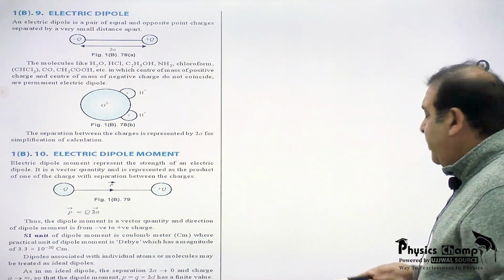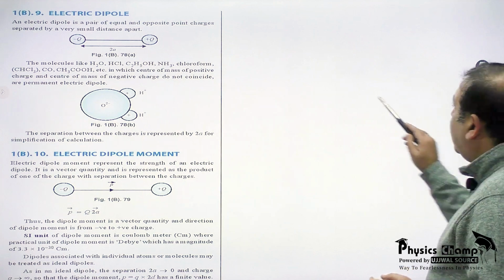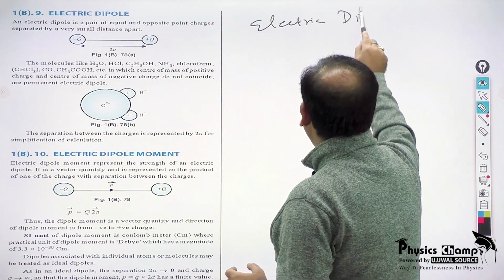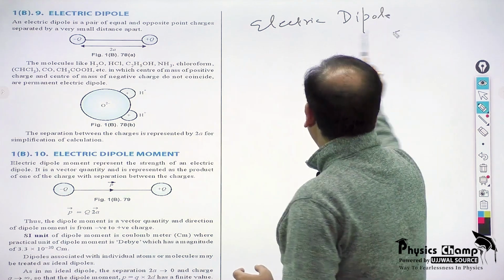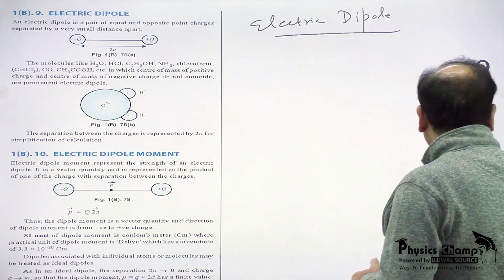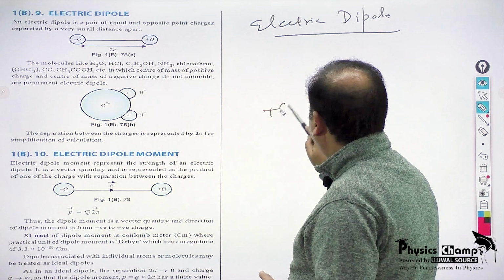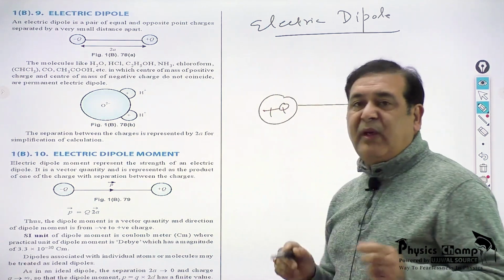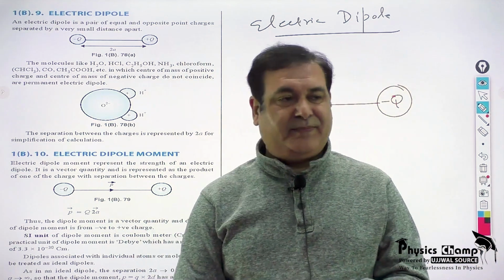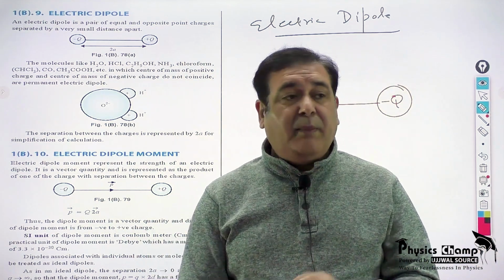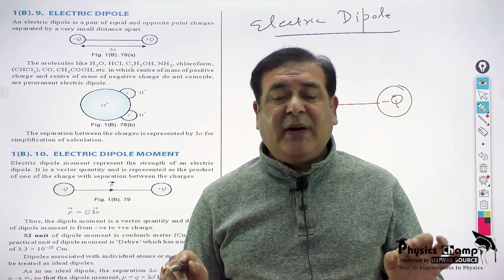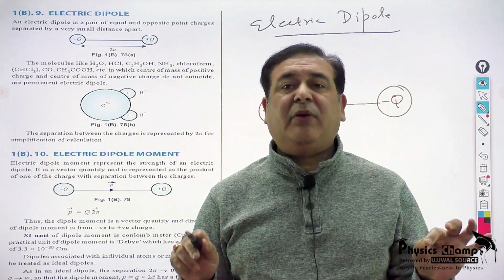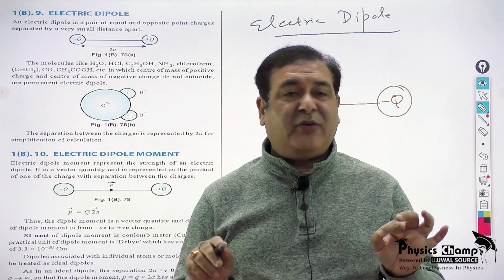So electric dipole, if I have to just explain what an electric dipole is, as its name is suggesting, electric dipole is a combination of positive charge and a negative charge placed very small distance apart. Now when we say placed very small distance apart, it means the separation between the two charges should be of the order of few angstrom.